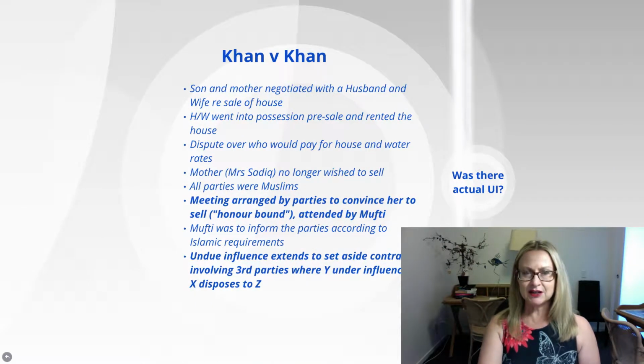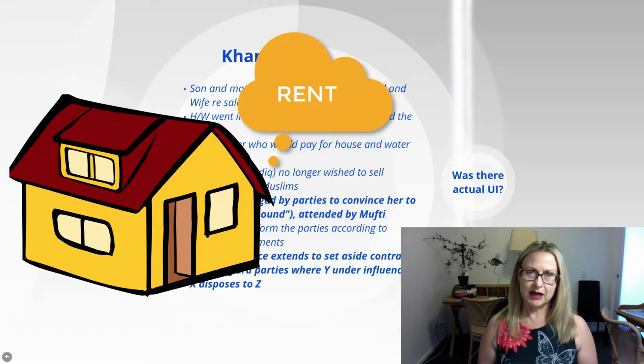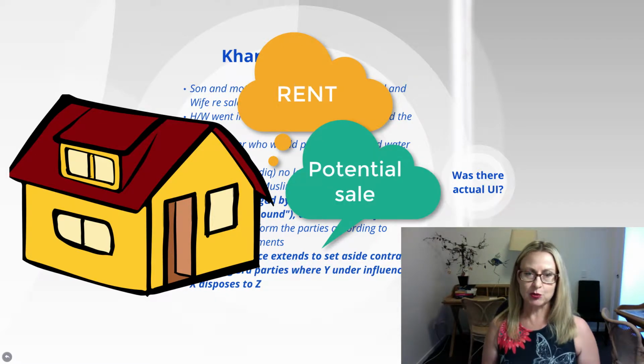The main case that you'll look at in the casebook is Khan and Khan. And in this particular case, you had a dispute between members of a Muslim community. What had happened was Mrs. Sadiq, who owned a property, said that she would rent that property to a husband and wife before they had negotiated the terms and conditions of the sale of the property to that husband and wife.